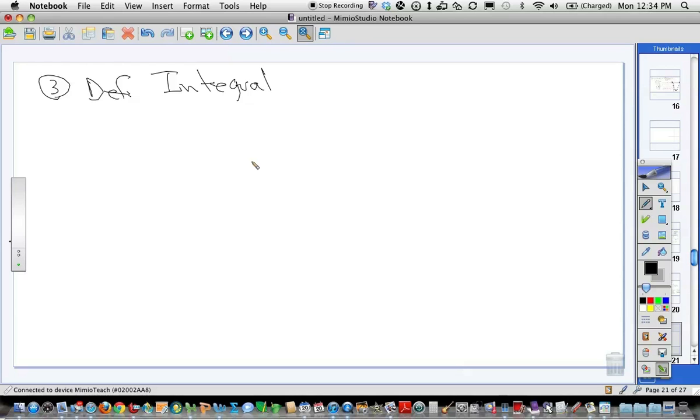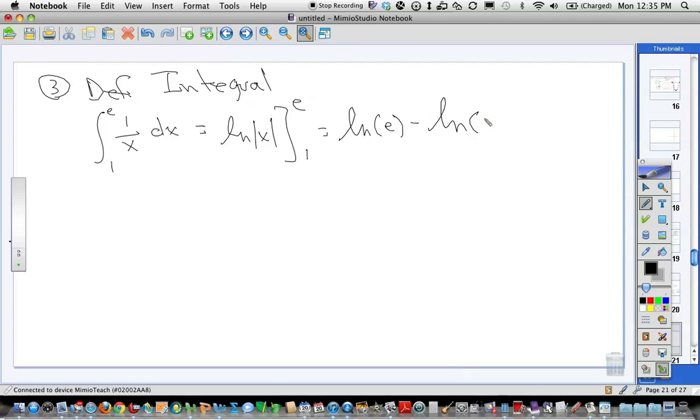Now, one of the things that hurt people on the first gateway was simplifying the algebra that you had to do. You don't get into a lot of that with these. However, with the definite integrals, that is an issue. Let's take a real easy one here. If you had the antiderivative from 1 to e of 1 over x dx, what are you going to get there? ln absolute value of x, bracket, 1 to e. So you get ln e minus ln 1.